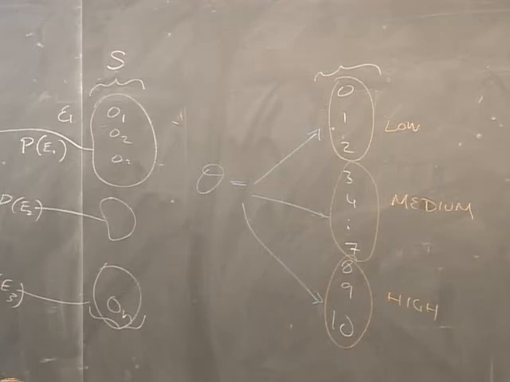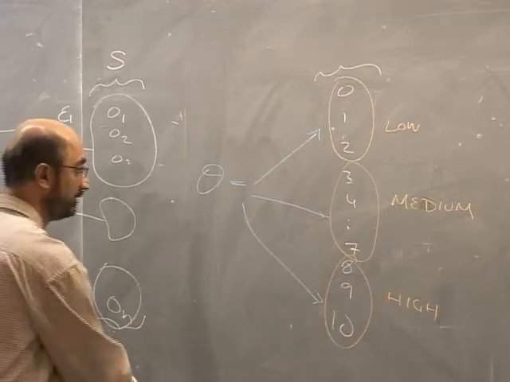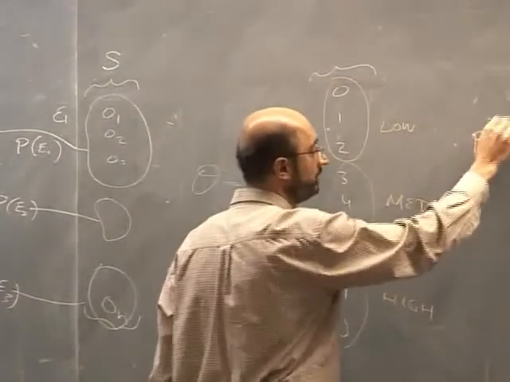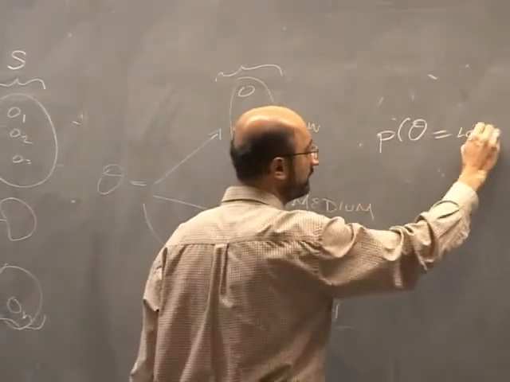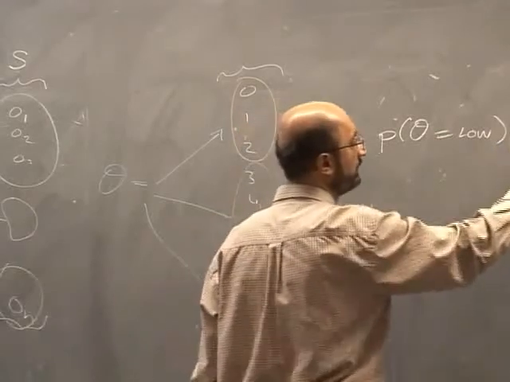And what is the probability that O is going to be low? So small p of O equals low is equal to capital P probability.